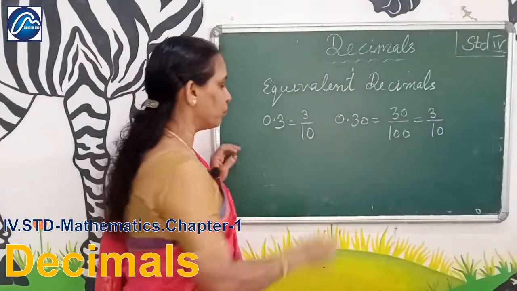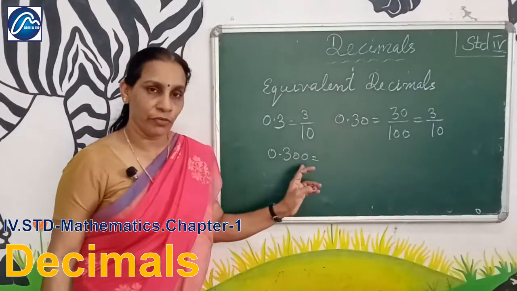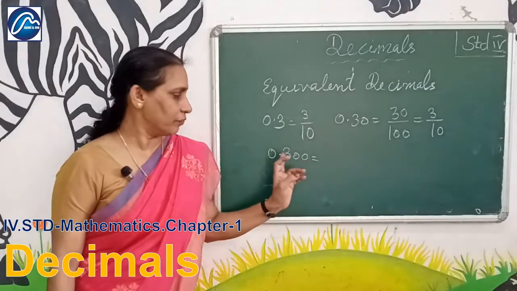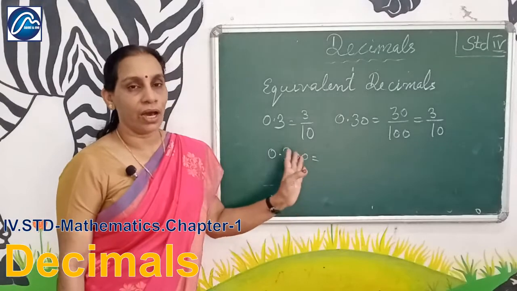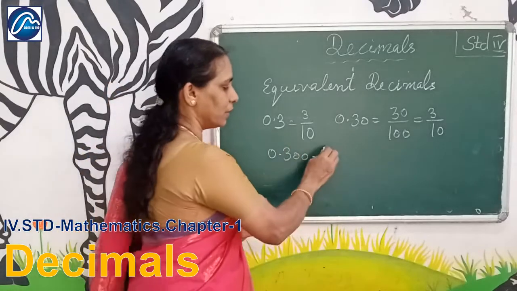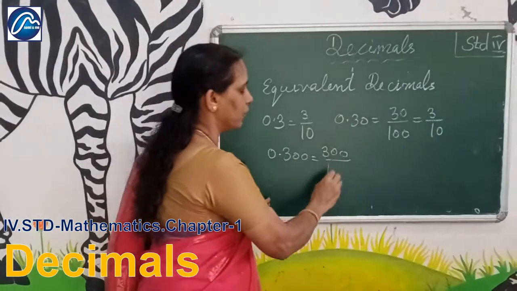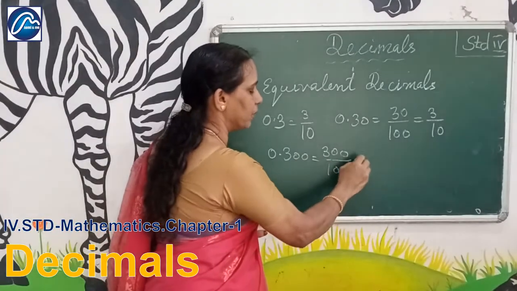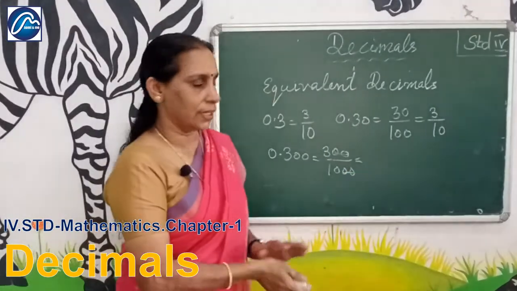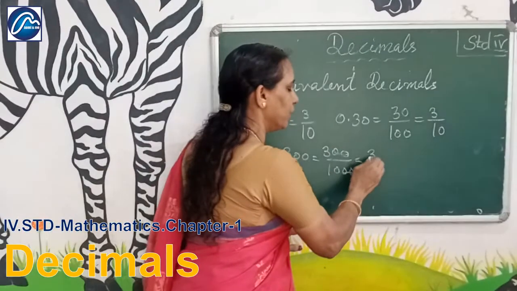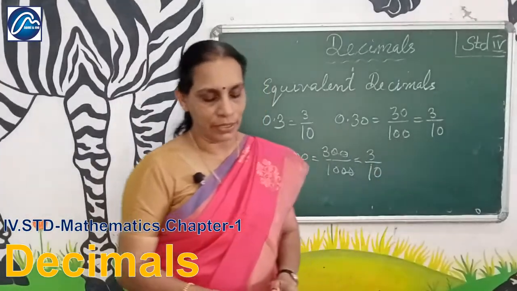And suppose 0.300. Actually, there is no value for these zeros at the end of the number after the decimal. So we write 300 by, how many places? 1, 2, 3. So 3 zeros below. We write 300 by 1000. But we know that when the zeros cancel, it will be 3 by 10. So all these numbers are equal to 3 by 10.